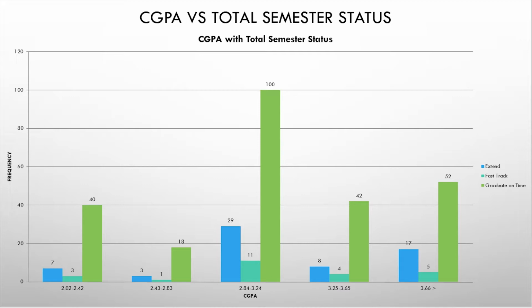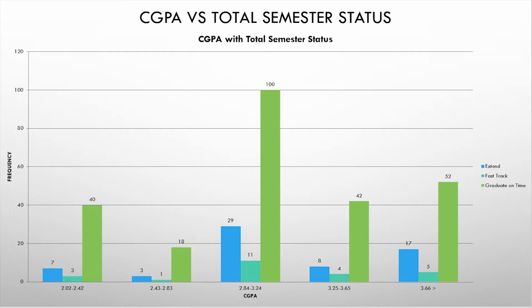For the graph CGPA versus total semester status, the CGPA from 2.84 until 3.24 is the graduate on time. The highest is 100%. Why? The smallest graduate on time is 2.02 until 2.42. For the student SQS at stand, only 7% at stand from the CGPA 2.02 until 2.42.